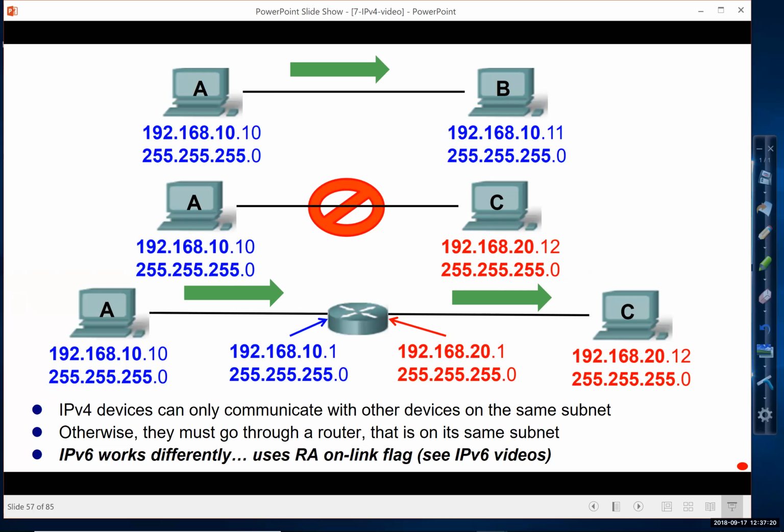Okay. By the way, in IPv6, this all works differently. Okay, it uses something called the on-link flag and something called a router advertisement message. Talk about that in IPv6.